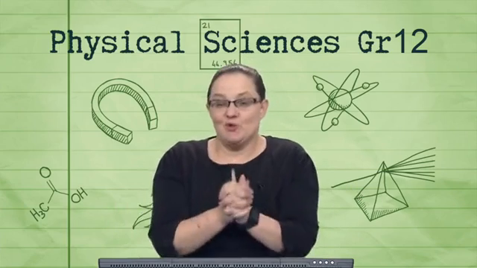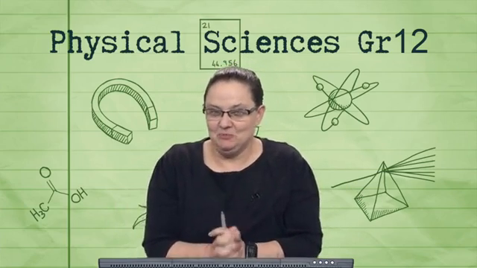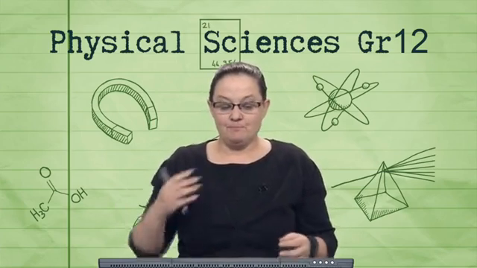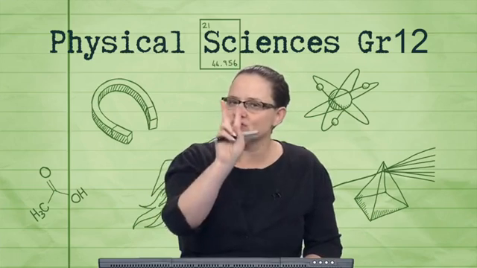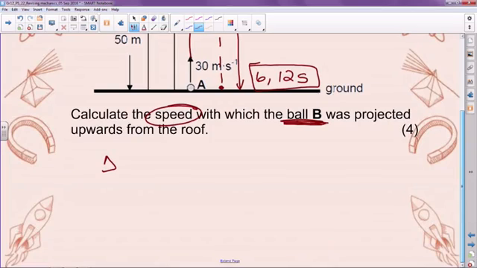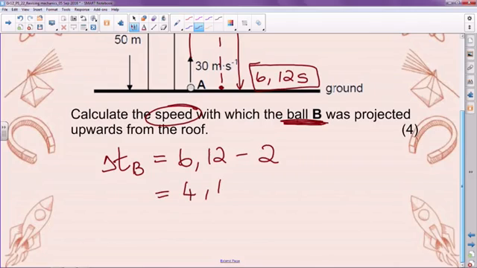Grade 12s, I really hope some of you got the hint that I was trying to tell you, because this time was really important. They said to you in the question that ball B is thrown 2 seconds after ball A and lands at the same time. What they're telling you, and this is the important part, is that the time it takes for ball B to hit the ground is going to be 6,12 minus 2. This was the important thing, 4,12 seconds.